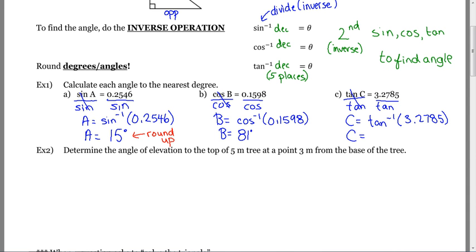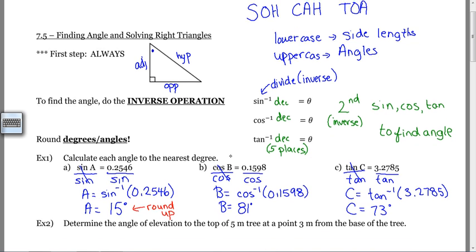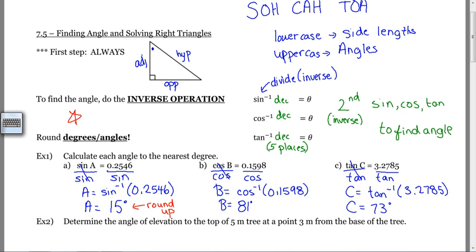And again, make sure your calculator is in degrees or this will screw up. I should really go back to the top and mention that. Make sure your calculator is in degrees.